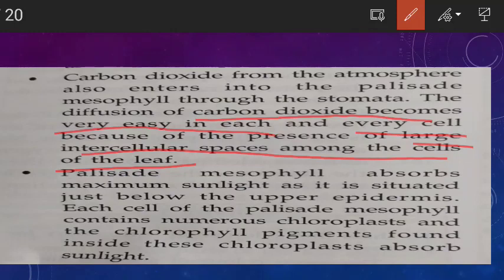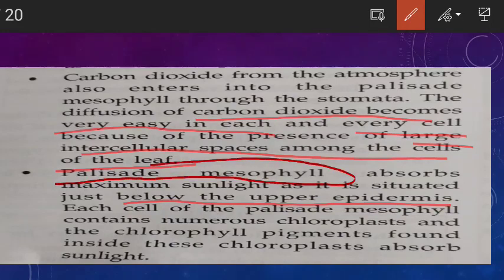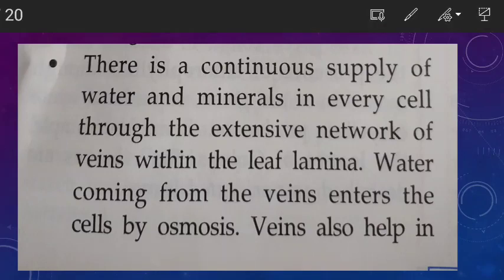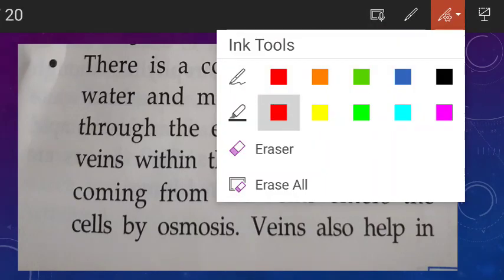Next, palisade mesophyll absorbs maximum sunlight as it is situated below the upper epidermis. So which part of the leaf absorbs maximum sunlight? Palisade mesophyll. Okay, and why? Because they are present just below the upper epidermis. Each cell of the palisade mesophyll contains numerous chloroplasts, and the chlorophyll pigments found inside these chloroplasts absorb sunlight. So these are the reasons that photosynthesis occurs in the leaves.